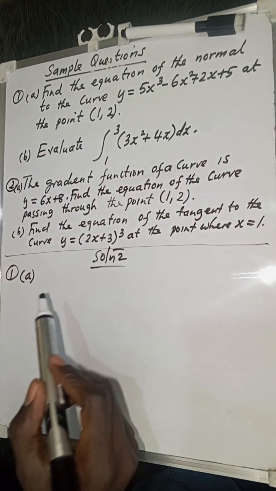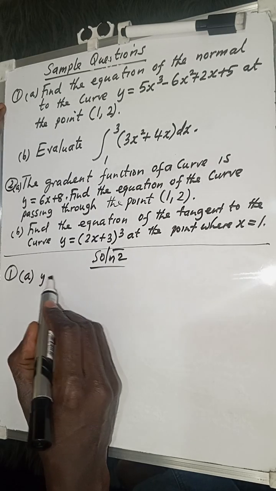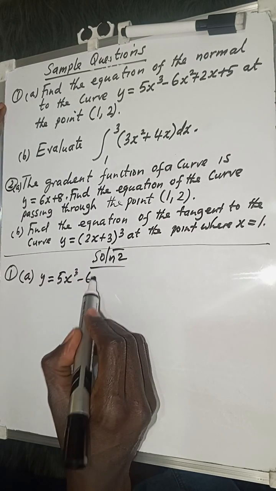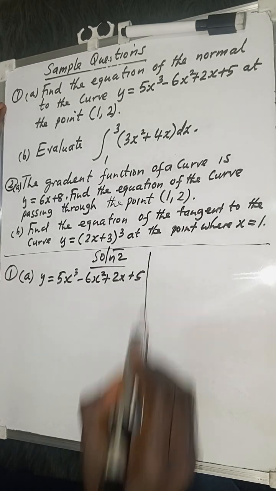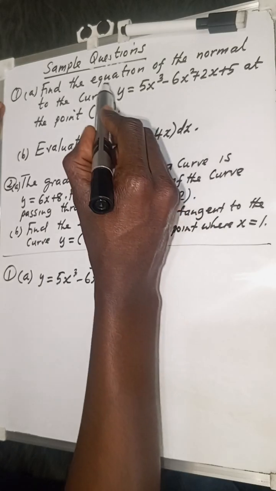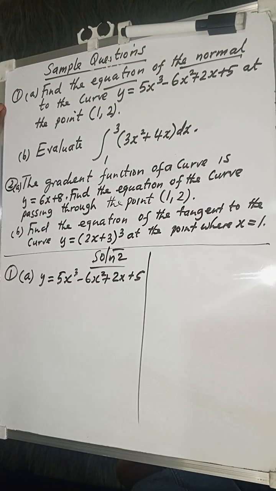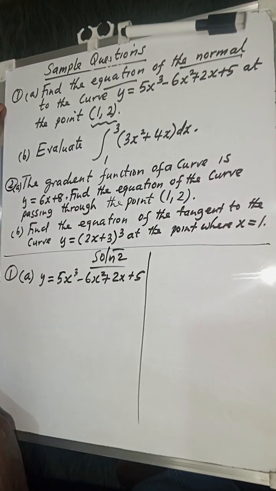So it says find the equation of the normal to the curve. So they have given you the curve y is equal to 5x raised to the power 3 minus 6x squared plus 2x plus 5. That's what they have given us. So they want us to find the equation of the normal. So you remember some concept at the point. That point is very important, at the point 1, 2.